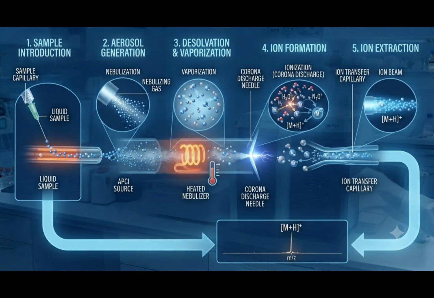Atmospheric pressure chemical ionization. Another important ionization technique is atmospheric pressure chemical ionization or APCI. In APCI, the sample is nebulized and vaporized. A corona discharge generates reagent ions. These reagent ions then interact with the analyte molecules and produce analyte ions. APCI is particularly useful for relatively small and less polar compounds.